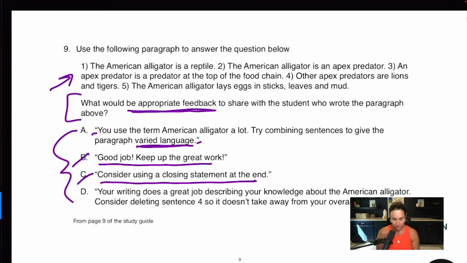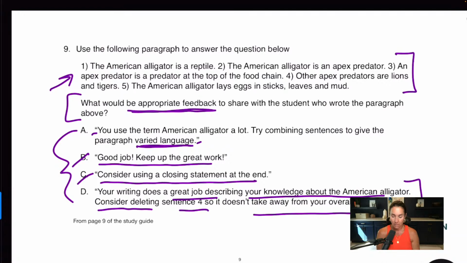B and C are out. A is okay. Let's look at D. Your writing does a great job describing your knowledge about the American alligator. All right, a positive, specific anecdote about the writing. And then something they can work on. Consider deleting sentence 4 so it doesn't take away from your overall theme. Not only is this positive with a little bit of criticism, it is specific and meaningful. So I'm telling the student exactly what the student needs to do.